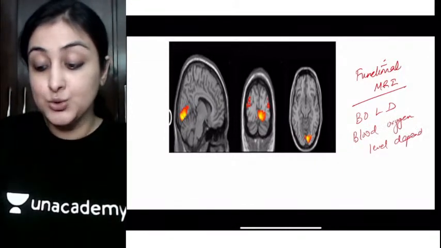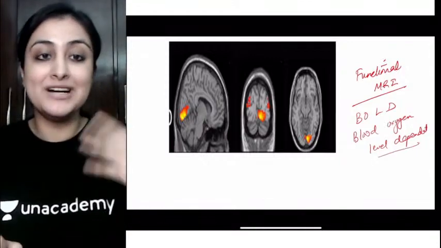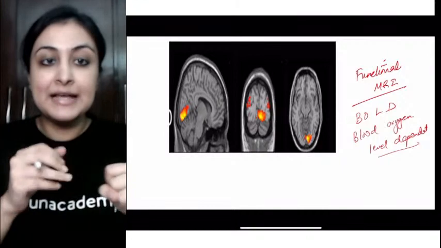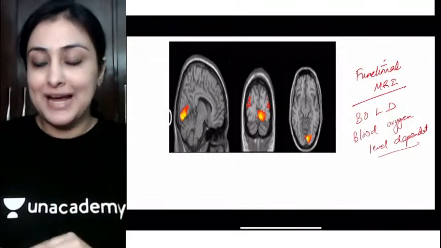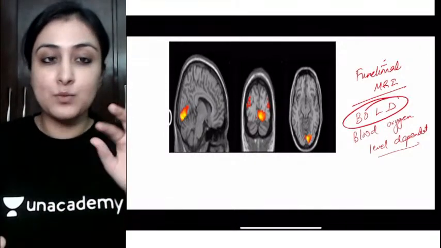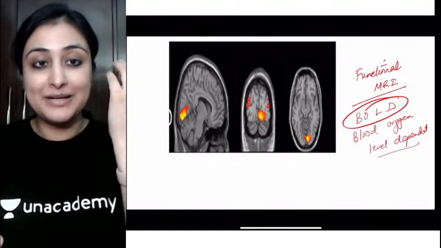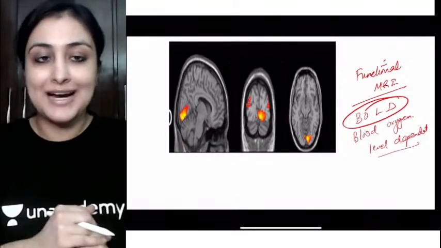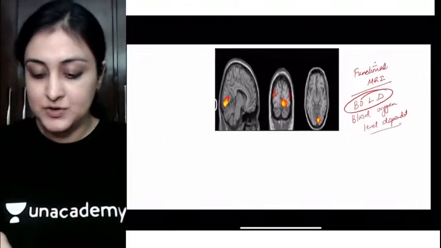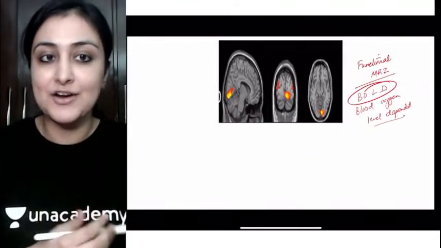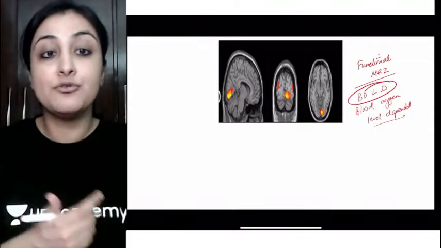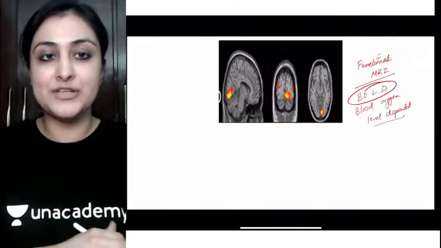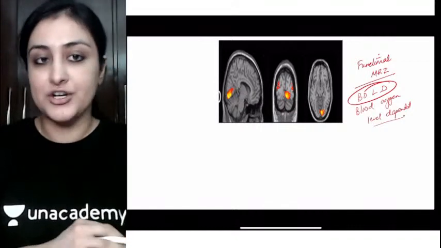Whichever area is being used right now will have more deoxyhemoglobin than oxyhemoglobin, isn't it? The oxygen is getting used up by the neurons. So we rely on the fact that whatever is the active area of the brain will have less oxyhemoglobin, and we pick that up. Okay, so that is BOLD MR. It is used for various psychiatric conditions, dementia, and for awake neurosurgery to preserve eloquent areas. All of these are the applications of functional MRI.